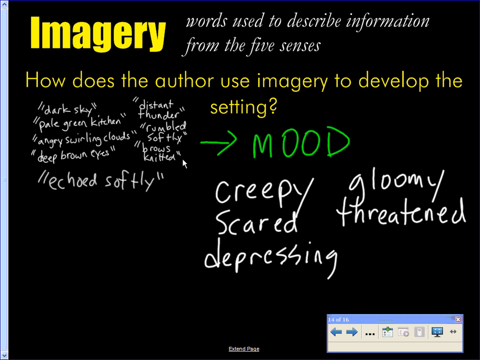In the beginning of The Treasure of Lemon Brown, the author, Walter Dean Meyer, wishes us to feel basically what the character is feeling. And rather than saying he was scared, he felt threatened, he felt depressed, he felt pessimistic, he's using imagery to carry all that meaning. He's using words like dark, angry, thunder, rumbled, to carry all this emotion. So the imagery helps me create the mood.